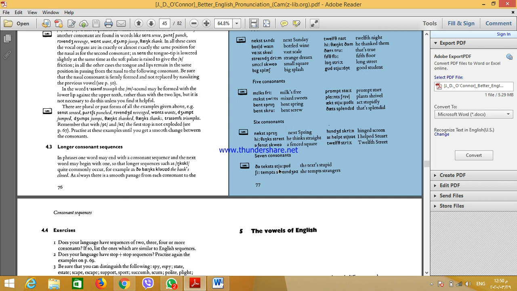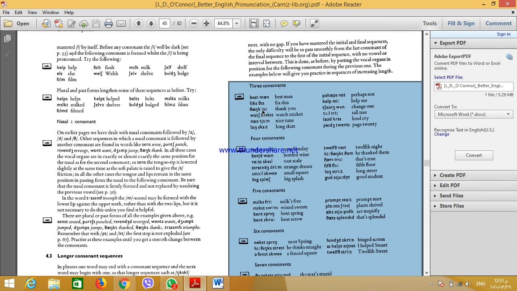These are 7 consonants. Okay, don't forget, we need to move and pass smoothly from the last consonant of the first word, which is t, for example here, to the initial consonant in the cluster of the next word. We pass smoothly from t to m. While t is still being produced, m should be prepared.